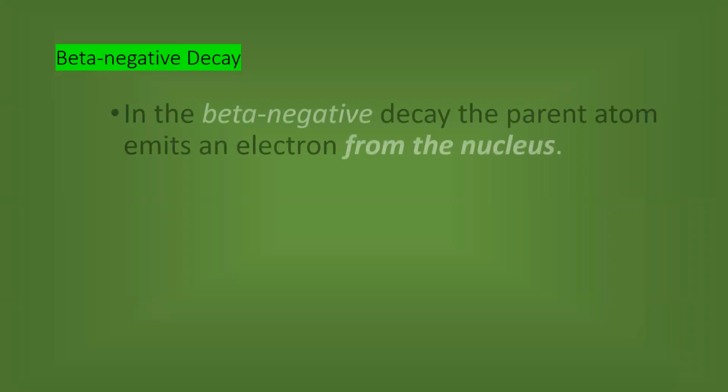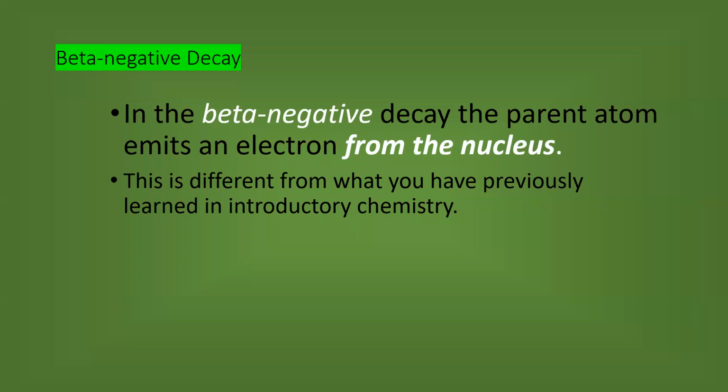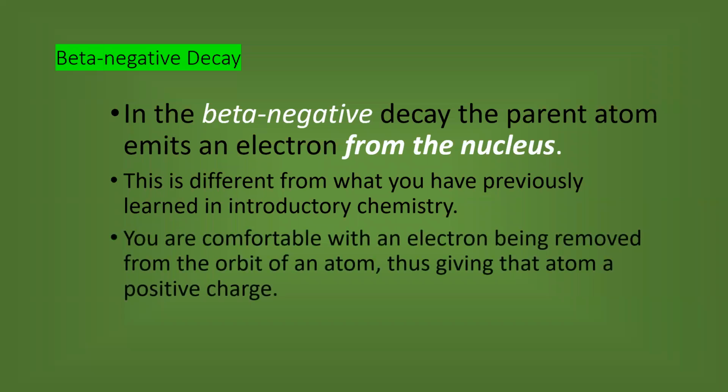So let's first look at beta negative decay. In beta negative decay, the parent atom emits an electron from the nucleus. This is different than what we previously learned about where our electrons go. We are very comfortable with an electron being removed from the orbit of an atom and giving the atom a positive charge. But it turns out there can be electrons emitted from the nucleus.